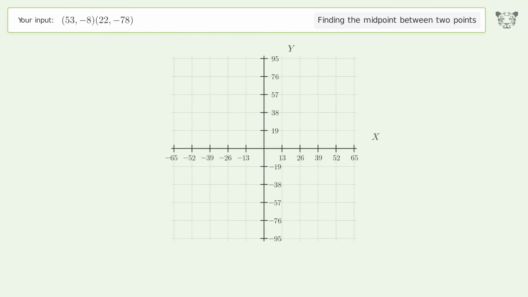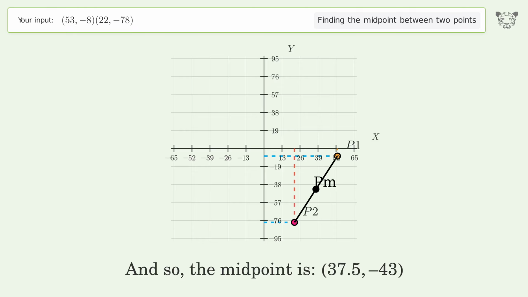And so, the midpoint is 37.5, negative 43.